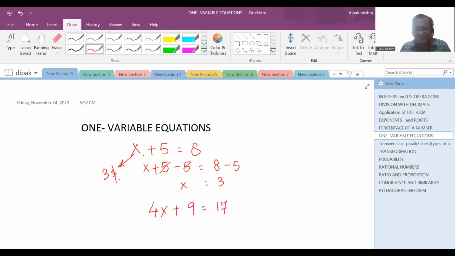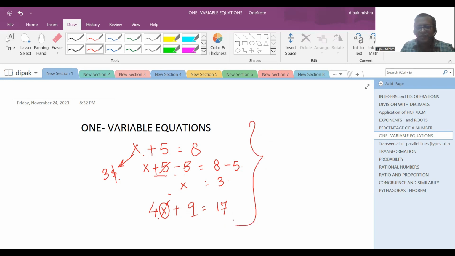So x is like a very nauseating kind of person, and he wants to free himself from all these people, 9 and 4. In reality, we should not do it like this. This is for beginners. Now we should take it to the next level. Whenever we perform operations to free this x, to free this grumpy person x, we shift the terms from one side to the other side, and in effect we change the sign as well.